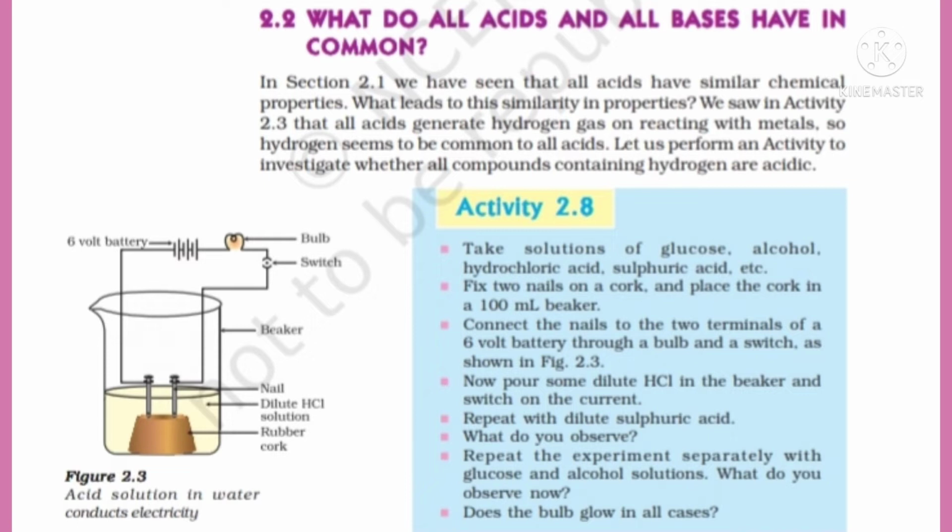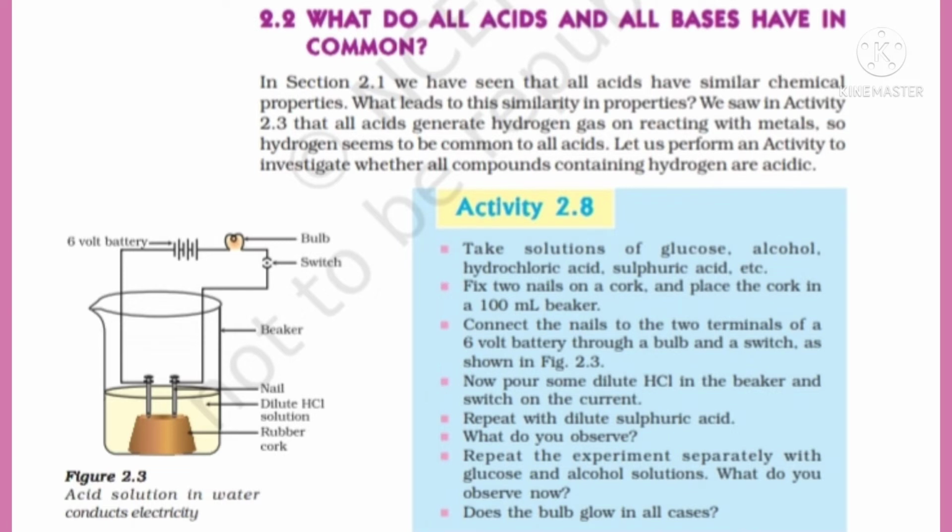Bulb will glow, because in the solution, ions are present. Because we added acid to the water. I told you, on adding water to the acid, definitely they form hydrogen ions. Here hydrochloric acid is taken, so you will get hydrogen ion and chloride ion.